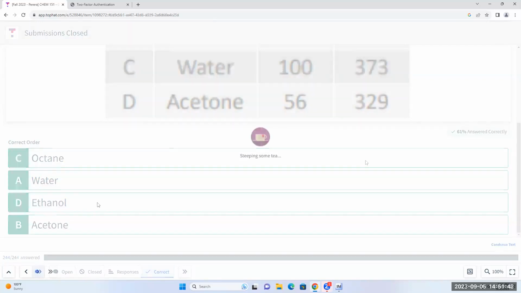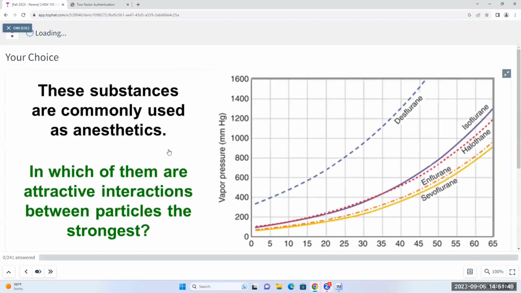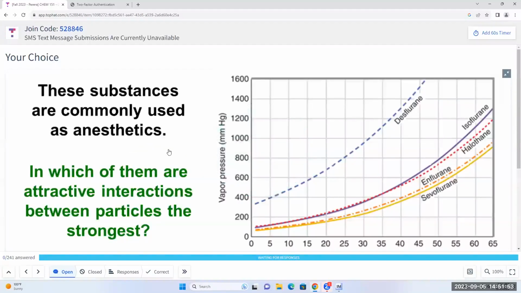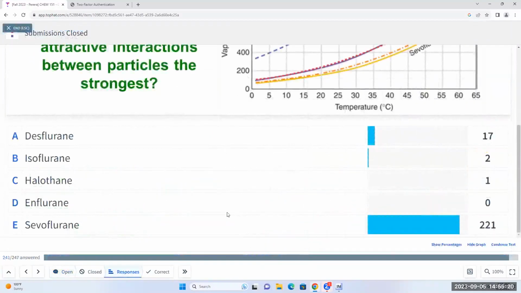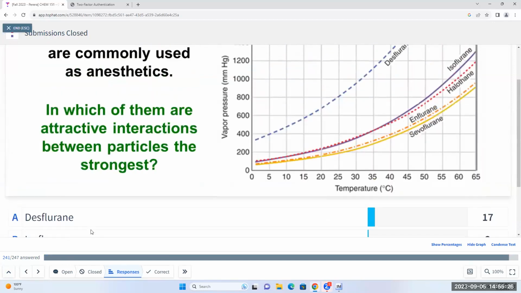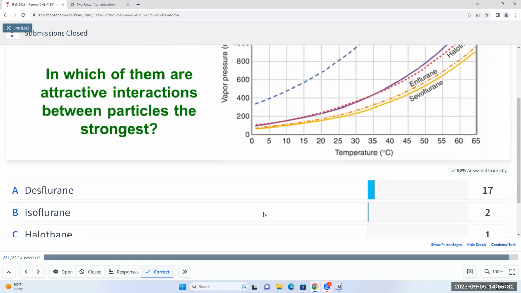All right. Here's another one for you. Look at that. It's beautiful. So more than 90% of us said that is sevoflurane. Sevoflurane has the strongest attractive interactions between the particles, and that's the correct answer as well.